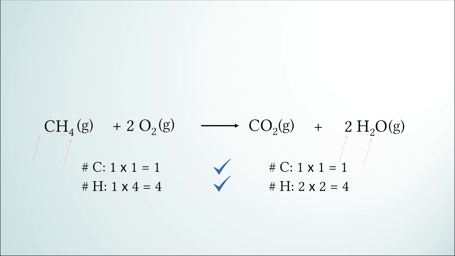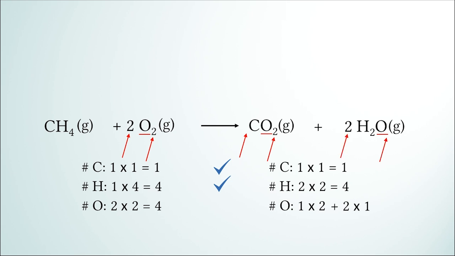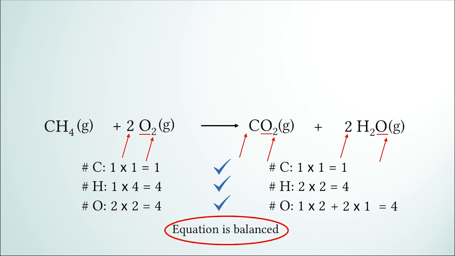Lastly, we can count the oxygen atoms on both sides. Beginning with the reactants, we have 2 molecules of oxygen times 2 oxygen atoms per molecule to get 4 total oxygen atoms. On the product side, we have oxygen in both molecules. There is 1 molecule of carbon dioxide times 2 oxygen atoms in that molecule. And there are 2 molecules of water times 1 oxygen atom in each molecule. Adding them up, we have a total of 4 oxygen atoms. We can say that the equation is balanced with respect to oxygen too. So because this equation is balanced with respect to all the atoms, it is completely balanced.